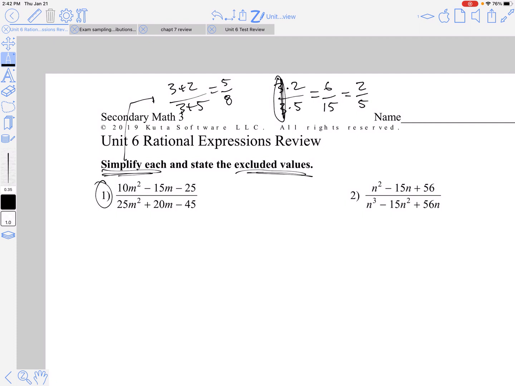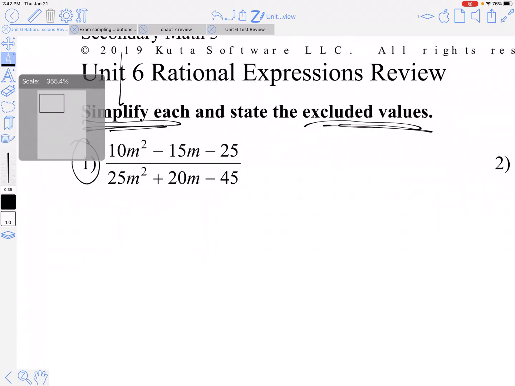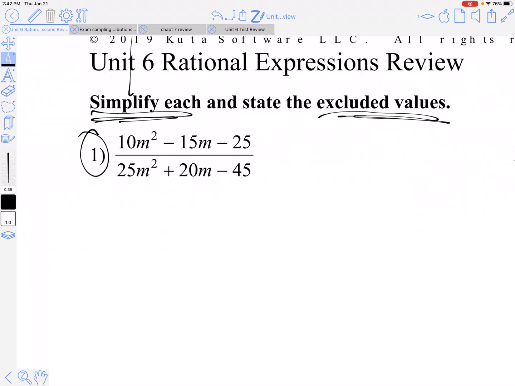So number one, our terms are held together by subtraction and addition. So we cannot simplify until we turn it into multiplication, which the solution for that is factoring. When we factor, we turn it into a multiplication problem. Okay, so first things first, I notice that they're all divisible by 5, so I'll go ahead and pull out a 5, which leaves me with 2m squared minus 3m minus 5.